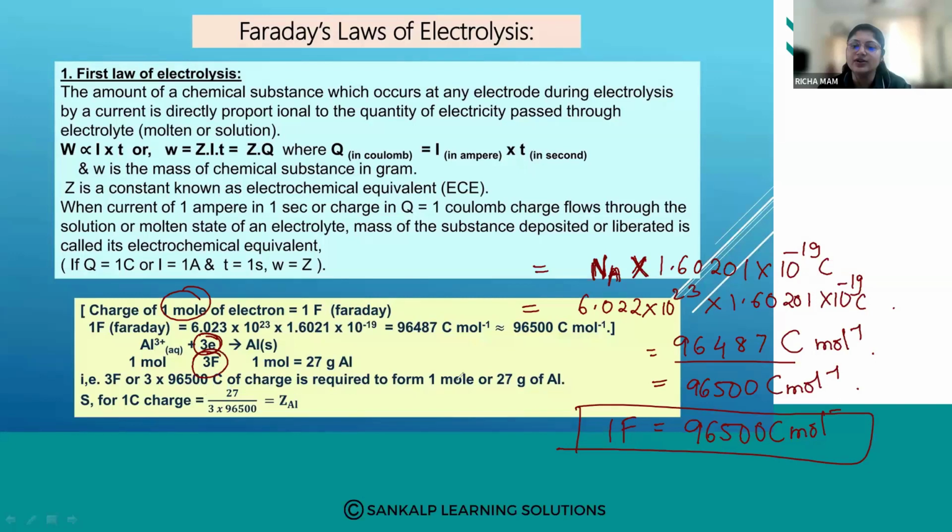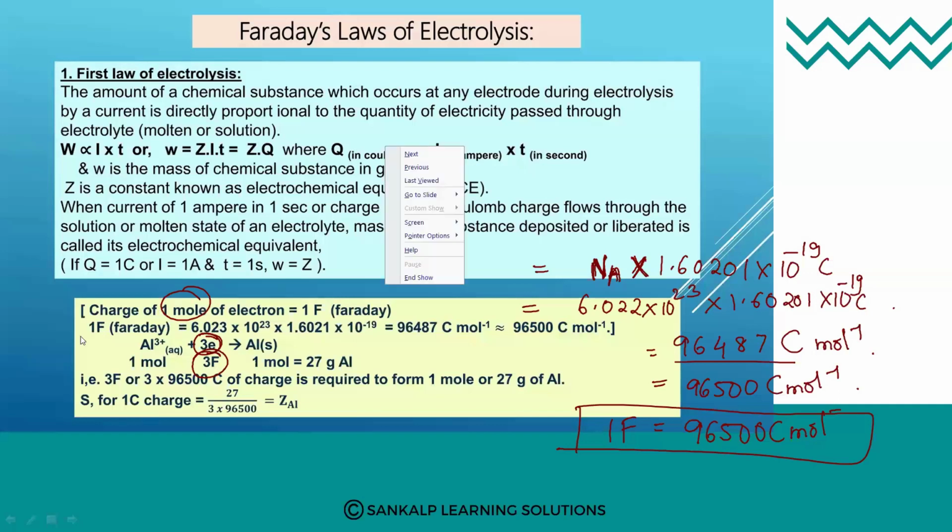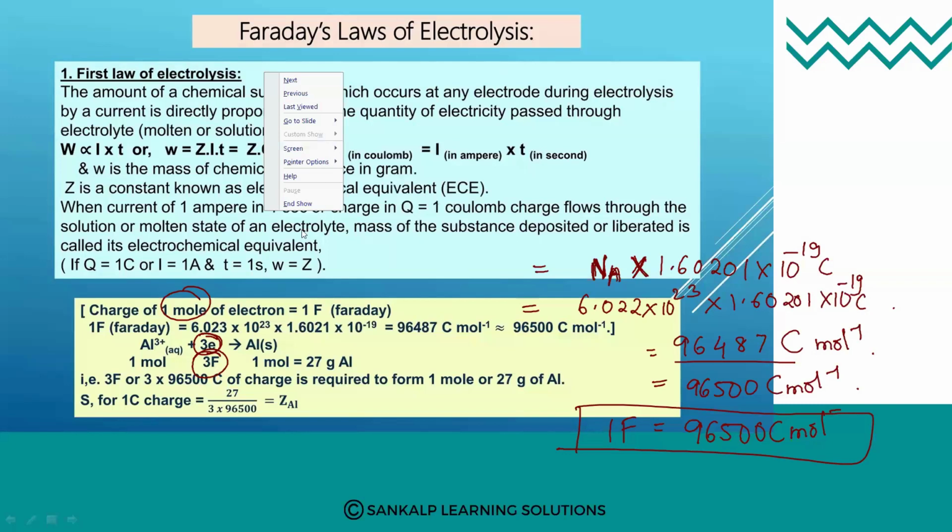So the charge required to form 1 mole, 27 grams of Al. So one charge is nothing but 27 divided by 3 into 96,500. Like this, you are going to get the value to calculate the Faraday. Based on this also, there are problems. We'll do the problems after completing the chapter, so let us do them at the end of the session.